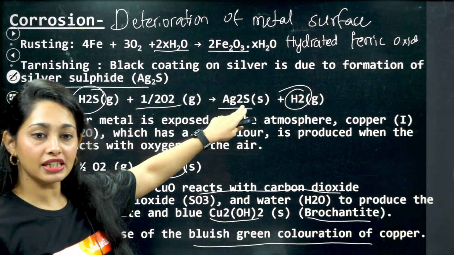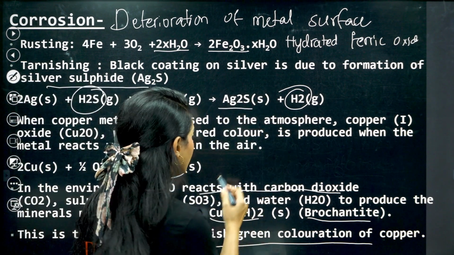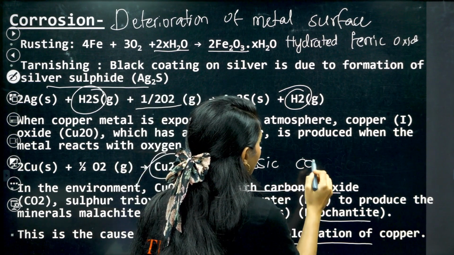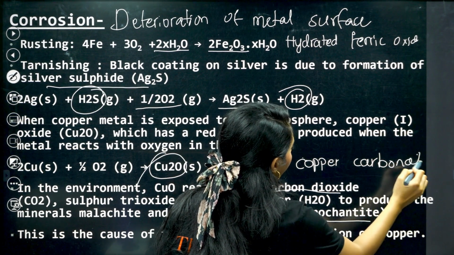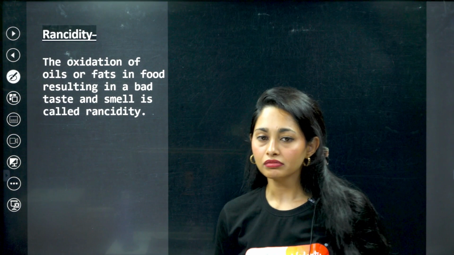So silver sulfide is the cause of tarnishing of silver, and basic copper carbonate is responsible for tarnishing of copper. Basic copper carbonate.